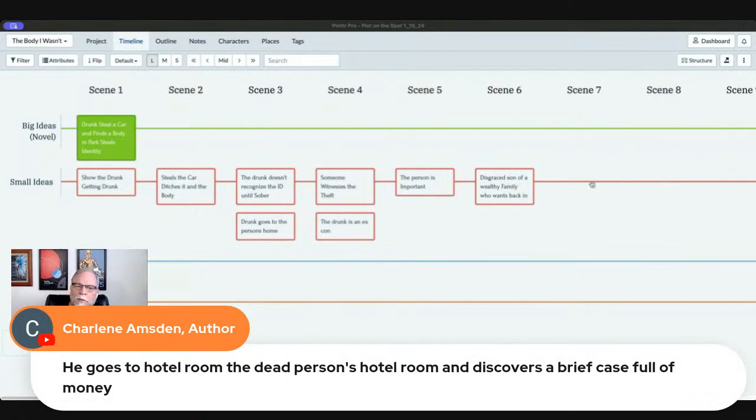Goes to a hotel of the dead person's hotel room, discovers a briefcase full of money. So we'll just say discovers briefcase full of money. Okay. All right. Awesome. That's a good idea as well.